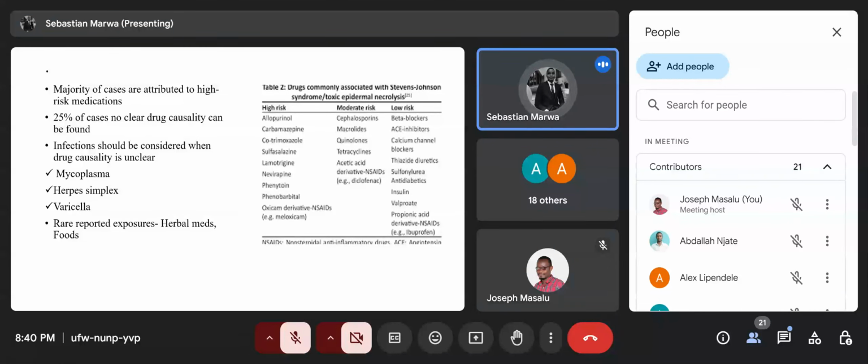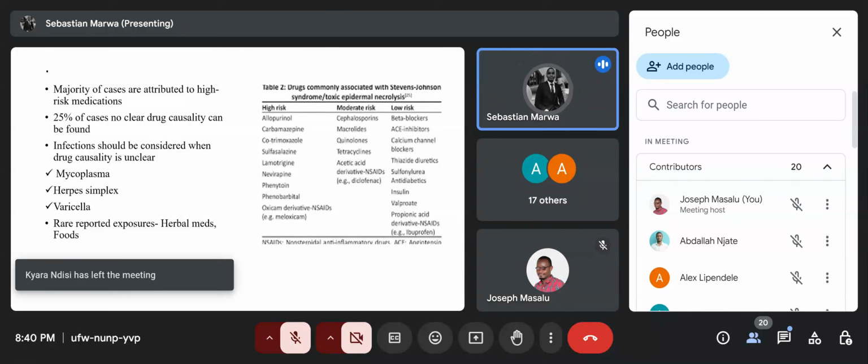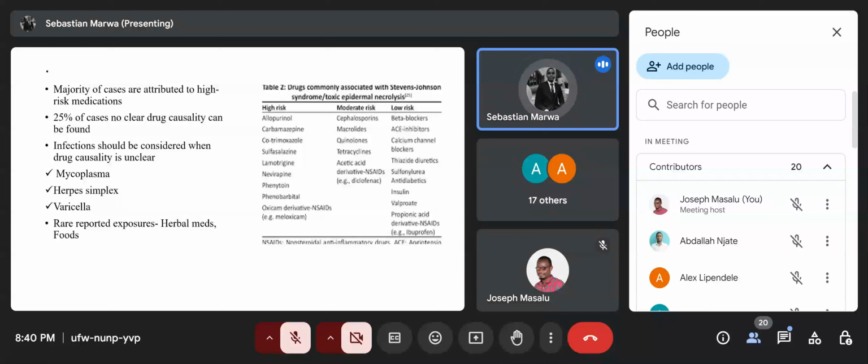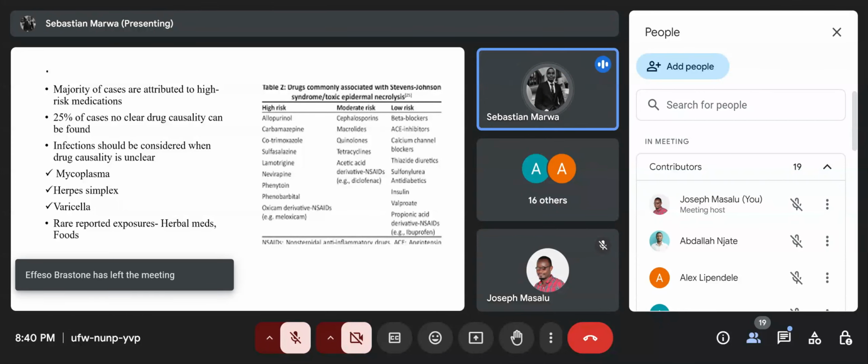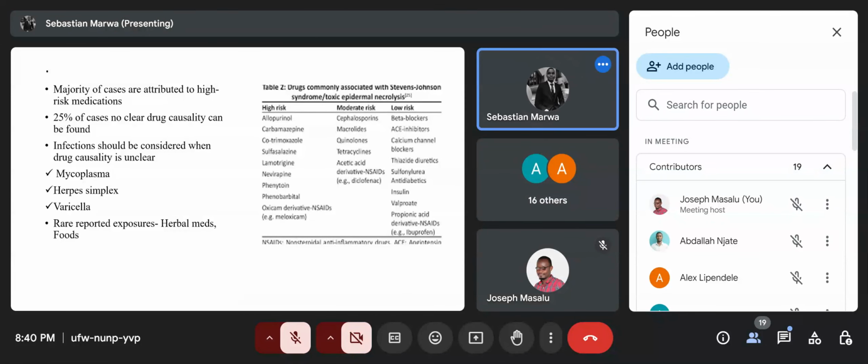There are some rare reported exposures which have also been linked with SJS/TEN. There are individuals exposed to herbal medications and some types of food that have been linked to causation of SJS/TEN. This is a table which summarizes drugs, stratifying the risk in causation of SJS/TEN. High on the list is allopurinol, together with anti-epileptic drugs such as carbamazepine, lamotrigine, phenytoin, phenobarbital.